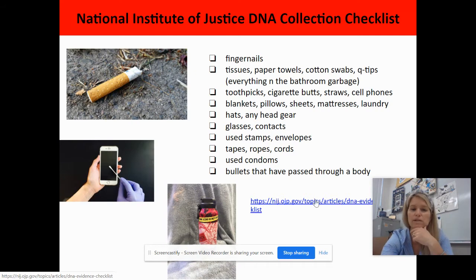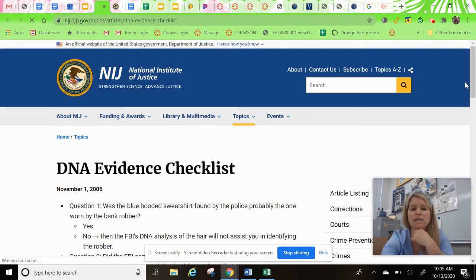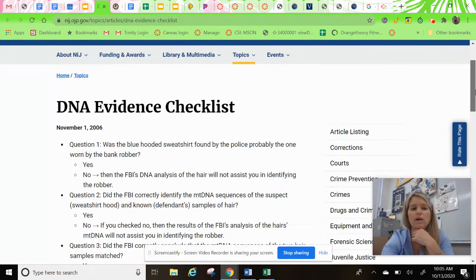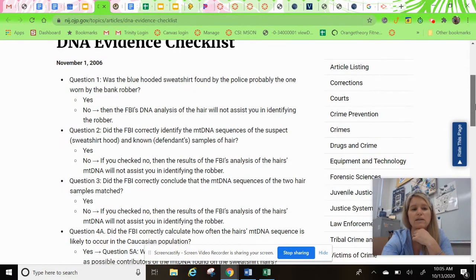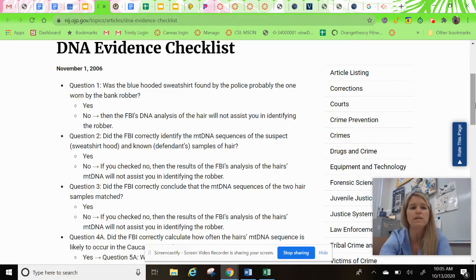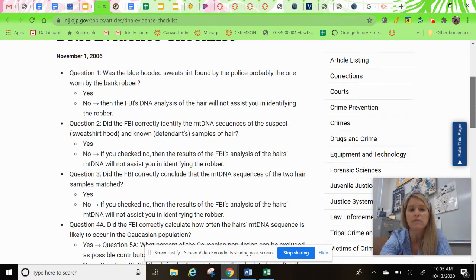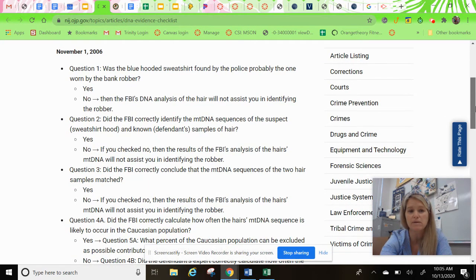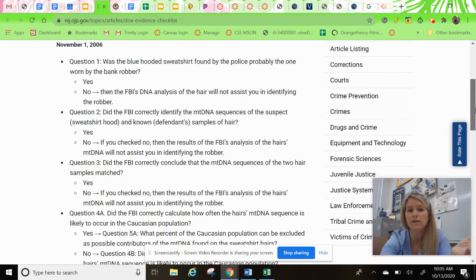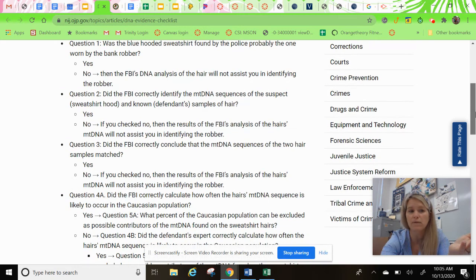Okay, I want to show you guys this website because it has some cool questions. So let's say you're at a crime scene and it says, look at the first question here. Was the blue hooded sweatshirt found by the police probably the one worn by the bank robber? If the answer is yes, then that's good because you can analyze the hooded sweatshirt. If not, then you don't even need to look at the hair analysis to help identify the robber.